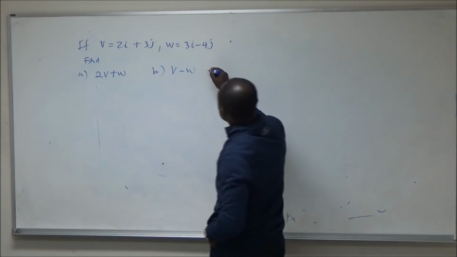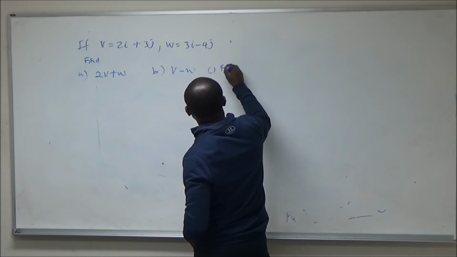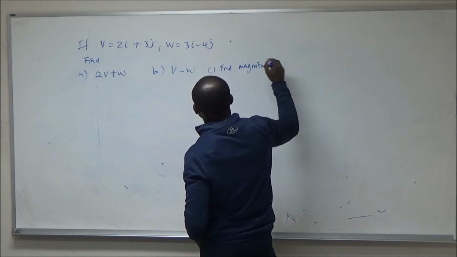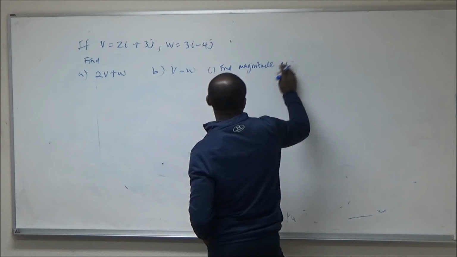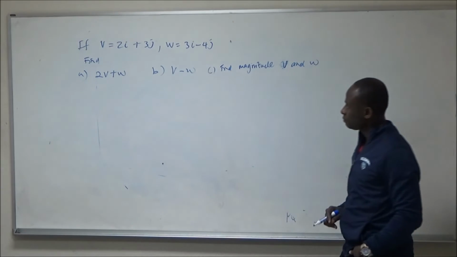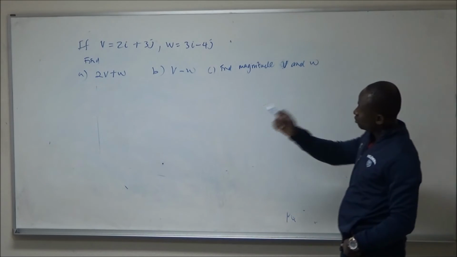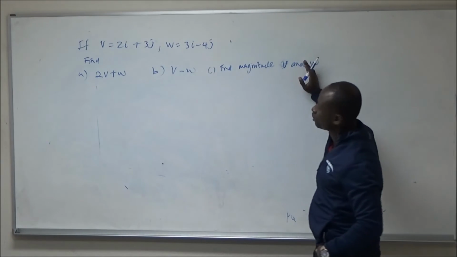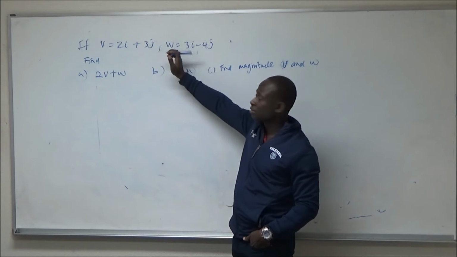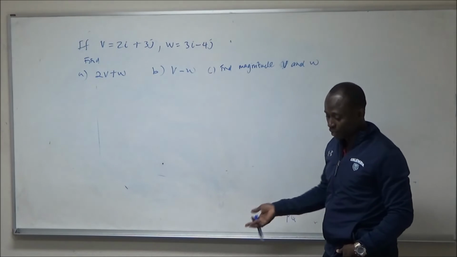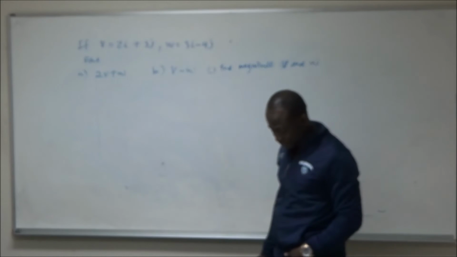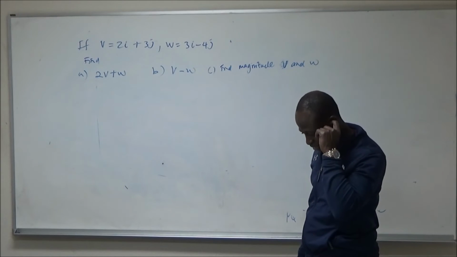And then I'm going to add c, find the magnitude of v and w. So 2v plus w, v minus w, find the magnitude of v and w. So you find the magnitude of that. Remember, square root of x squared plus y squared is the magnitude. Same here. I know you can do it. It's part of the vector, so do it for extra practice. So no credit here. Just extra practice.